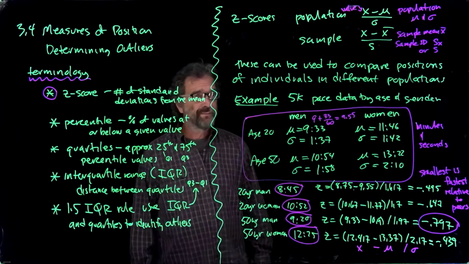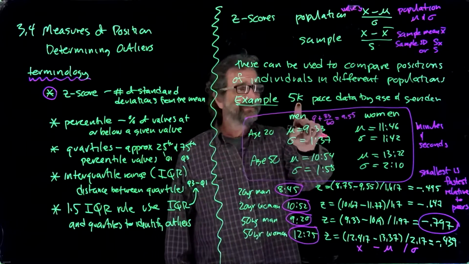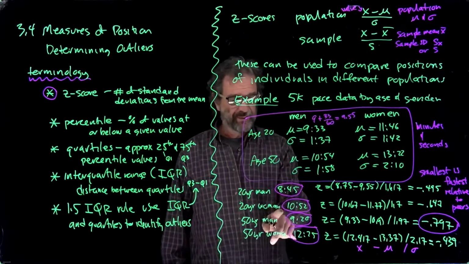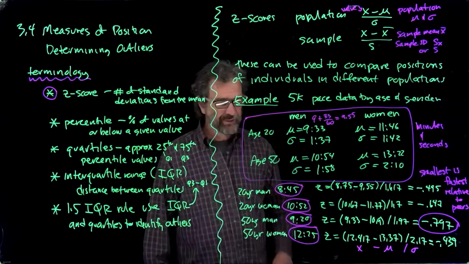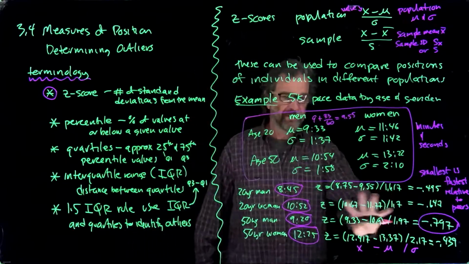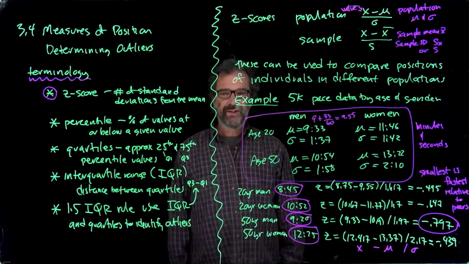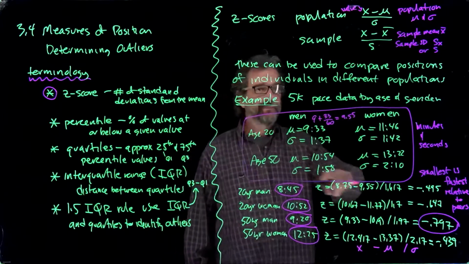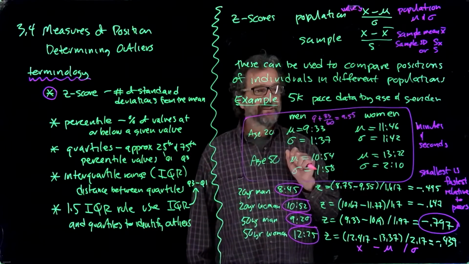Our example is going to be 5K pace data based on age and gender, and we'll compare some 5K paces for men and women of different ages. And we have over here all the z-score calculations. And then we'll see who's better relative to their peers. That's the idea. So in this box is 5K pace data, made up data.